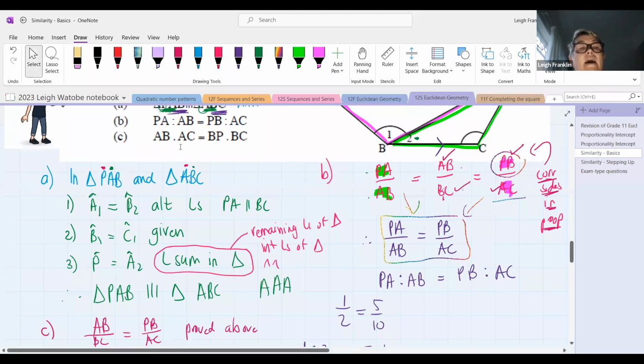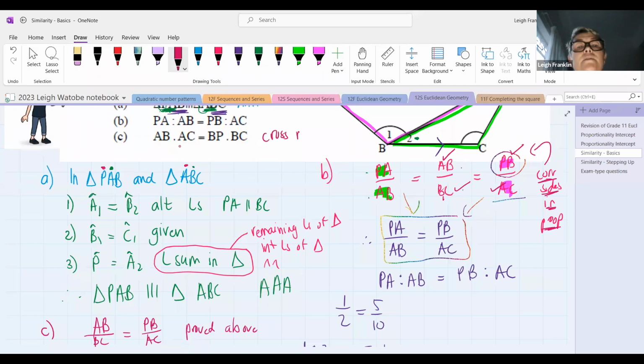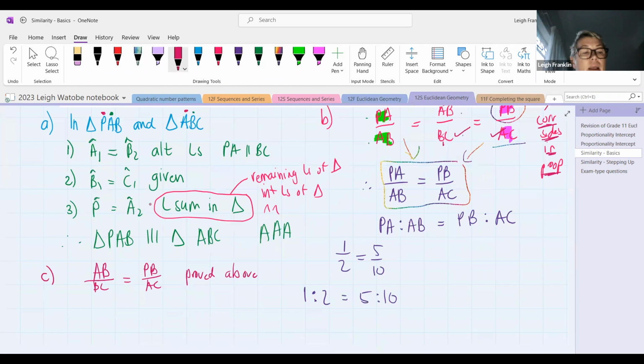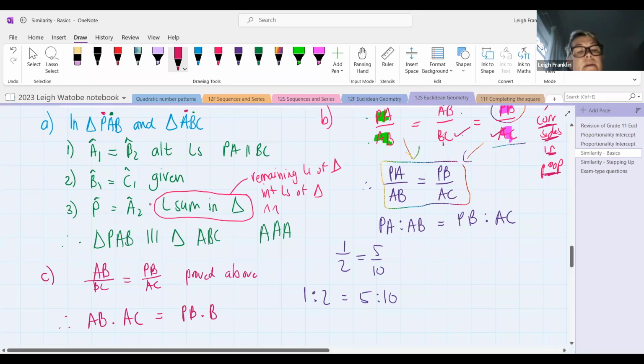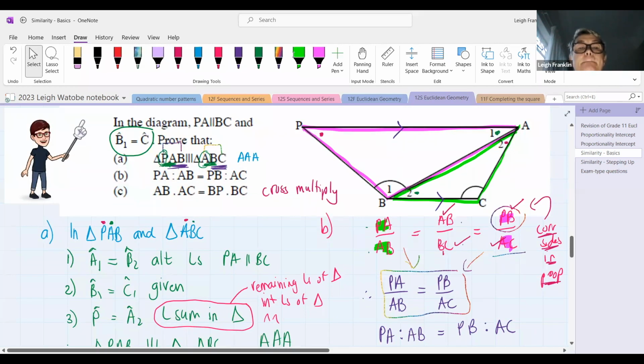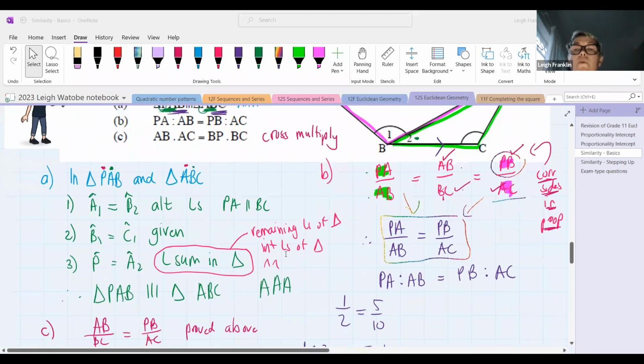Okay, so now here in this question, they want me to cross multiply to create a product. Remember, we spoke about that when we did proportions as well. Okay, so I'm cross multiplying. So therefore, AB times AC is going to be equal to PB times BC. All right, and then I'm done. Okay, yes, cross multiply.